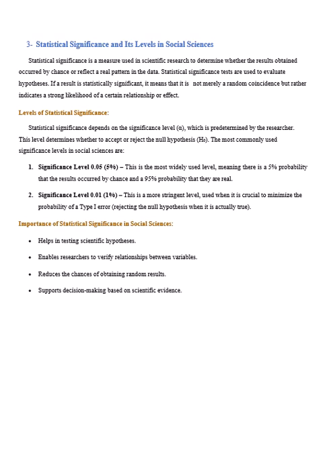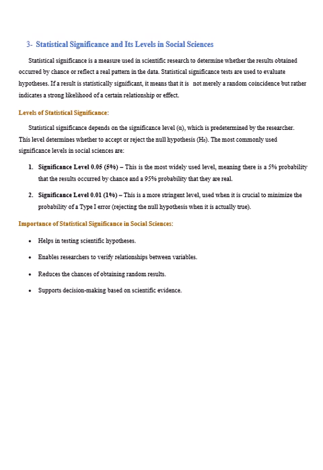3. Statistical significance and its levels in social sciences. Statistical significance is a measure used in scientific research to determine whether the results obtained occurred by chance or reflect a real pattern in the data. Statistical significance tests are used to evaluate hypotheses. If a result is statistically significant, it means that it is not merely a random coincidence but rather indicates a strong likelihood of a certain relationship or effect.